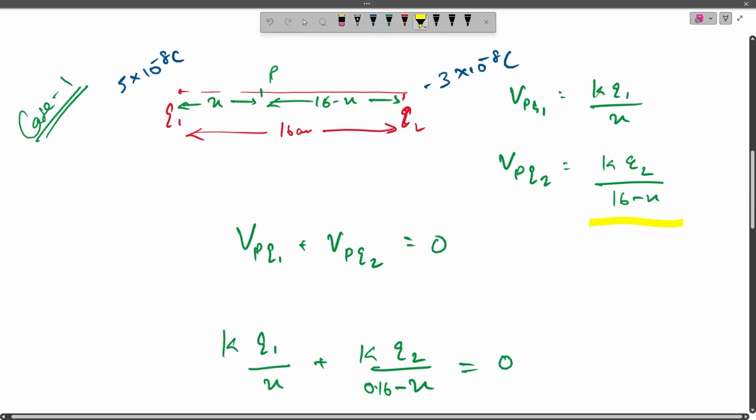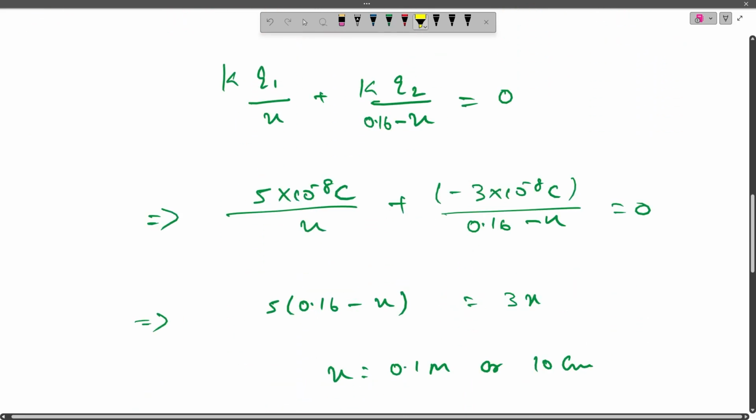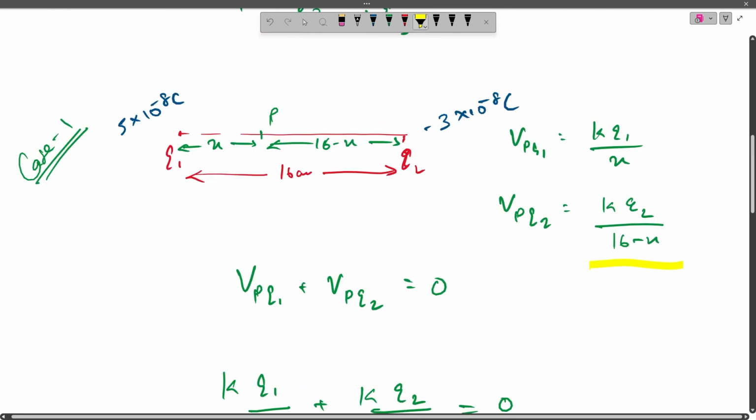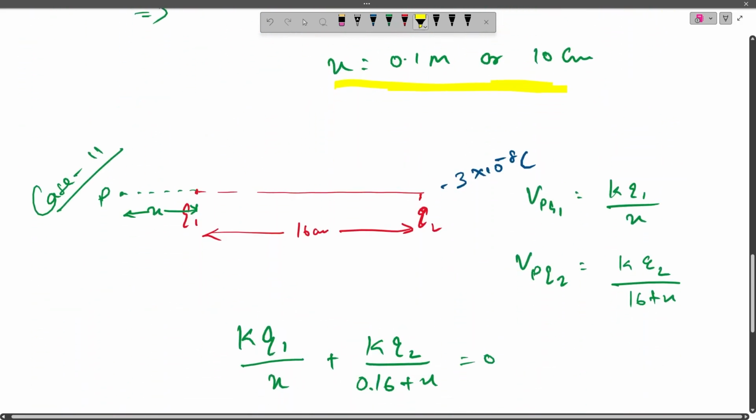Proceeding with the calculation, we get x as 10 centimeter, that is, 10 centimeter away from Q1 the potential due to these two charges is 0. Now there is another case where the point may lie outside the two charges on the same line. Let us take the second case: Q1 and Q2 are here, 16 centimeter apart, and let us assume the point P is at a distance x from the Q1 charge, on the side of the Q1 charge.